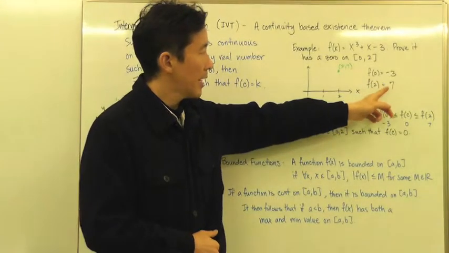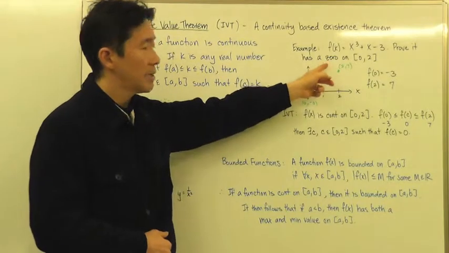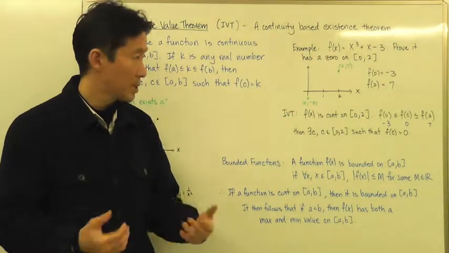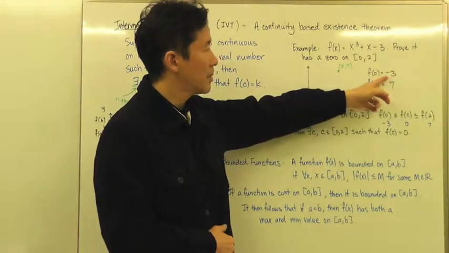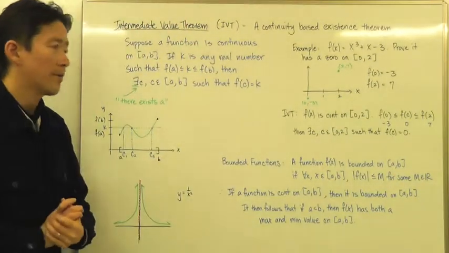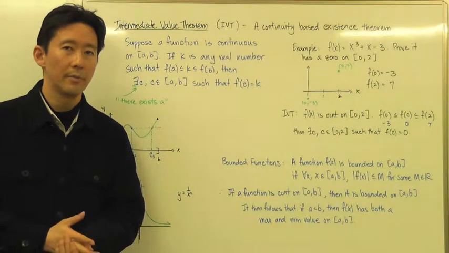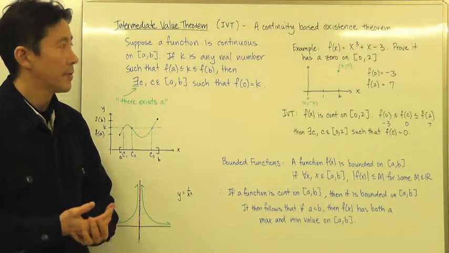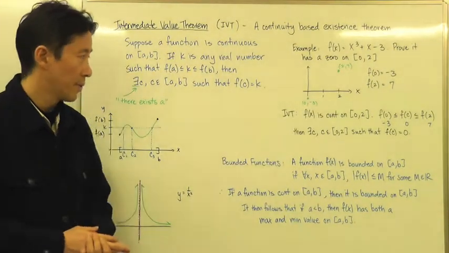F of 2, on the other hand, is going to be equal to 7. When I'm taking a look at a 0, I'm basically trying to determine when f of x is actually equal to 0. And notice that that 0 is actually between negative 3 and 7. Okay, so we now have all the pieces to use the intermediate value theorem to show that there indeed is a 0 for this particular f of x on the closed interval between 0 and 2.